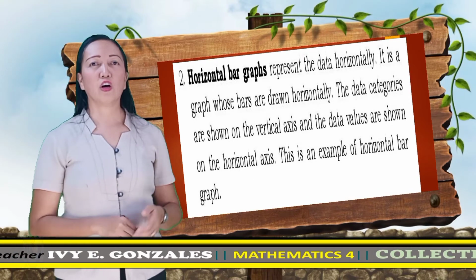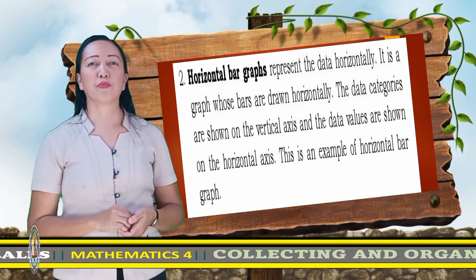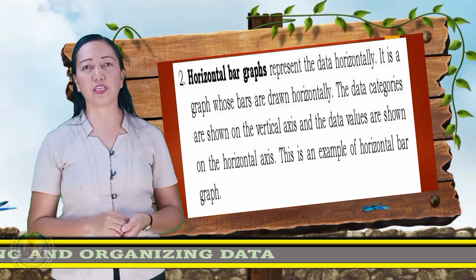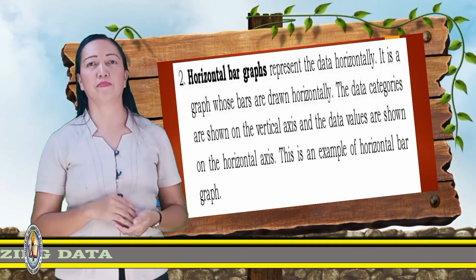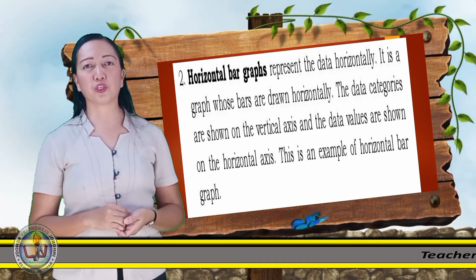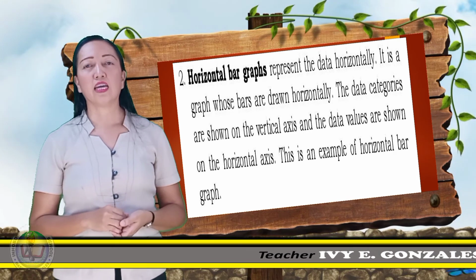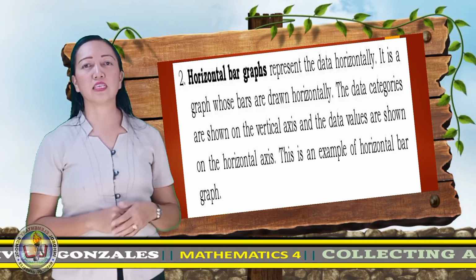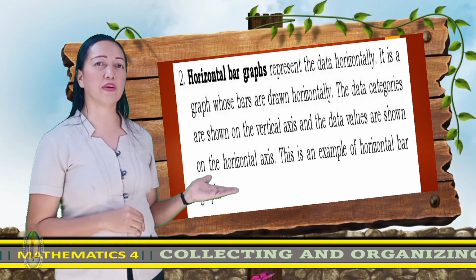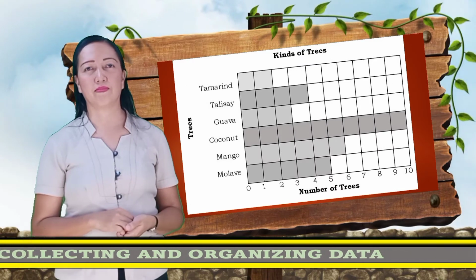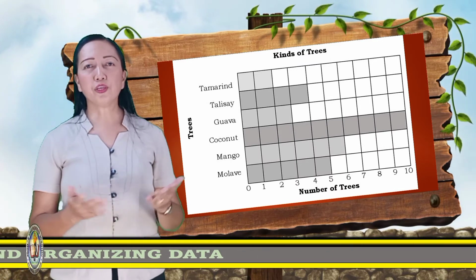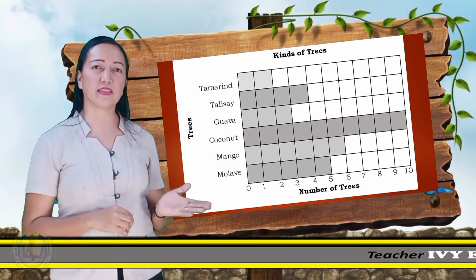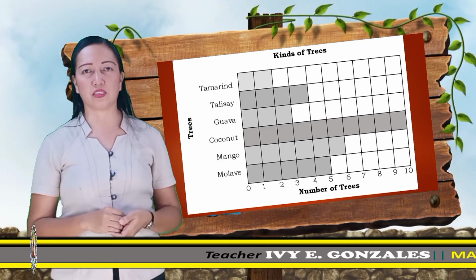Number 2, horizontal bar graphs. They present the data horizontally. It is a graph whose bars are drawn horizontally. The data categories are shown on the vertical axis and the data values are shown on the horizontal axis. This is an example of a horizontal bar graph. When you organize the collected data, it is easier to interpret, compare, or make conclusions.